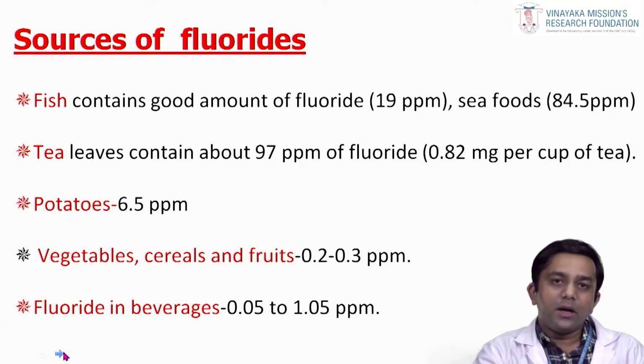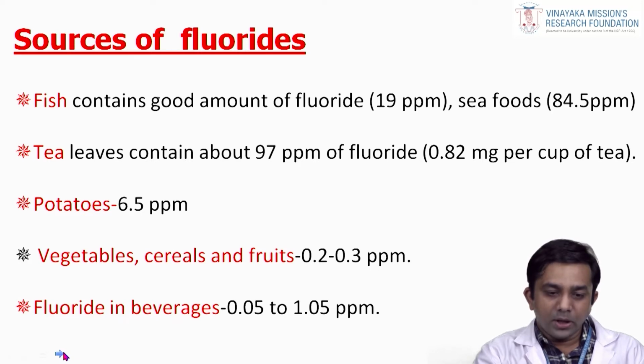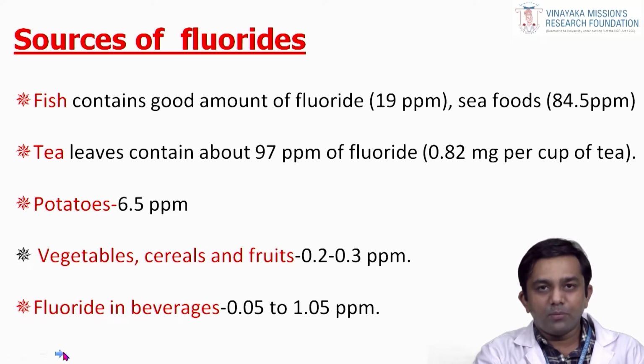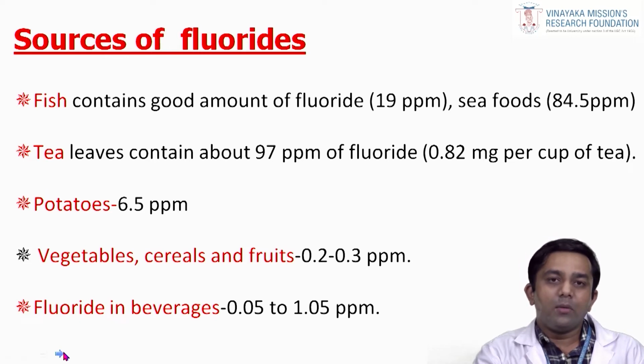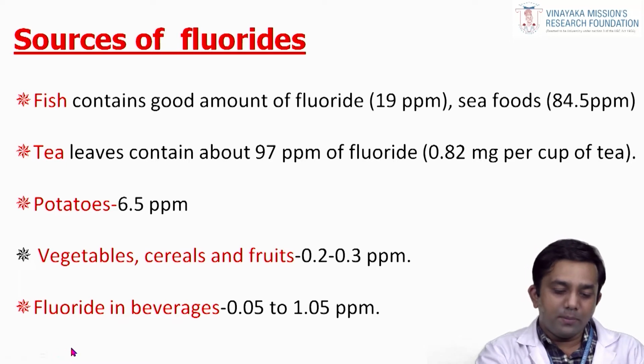An abundant amount of fluoride is present in fish. Any marine animal usually has an adequate amount of fluoride in it. Fish contains about 19 ppm and seafoods contain about 84.5 ppm. Tea leaves contain about 97 ppm of fluoride, potatoes about 6.5 ppm, and vegetables, cereals and fruits about 0.2 to 0.3 ppm. Fluoride in beverages is about 0.05 to 1.05 ppm.